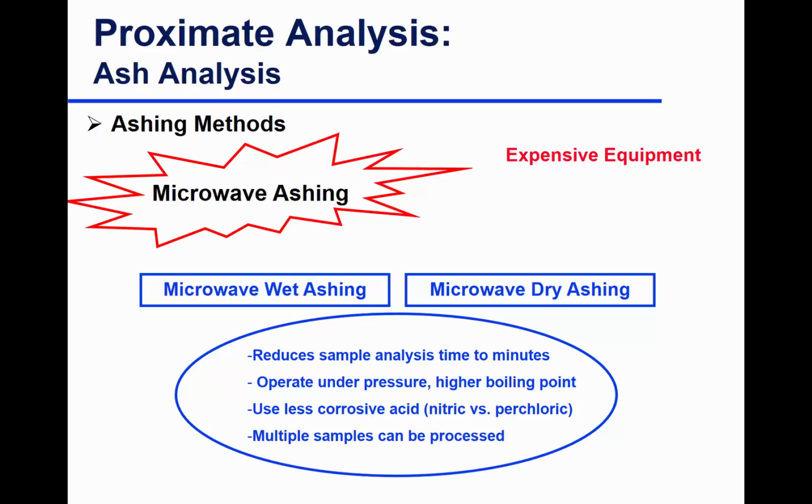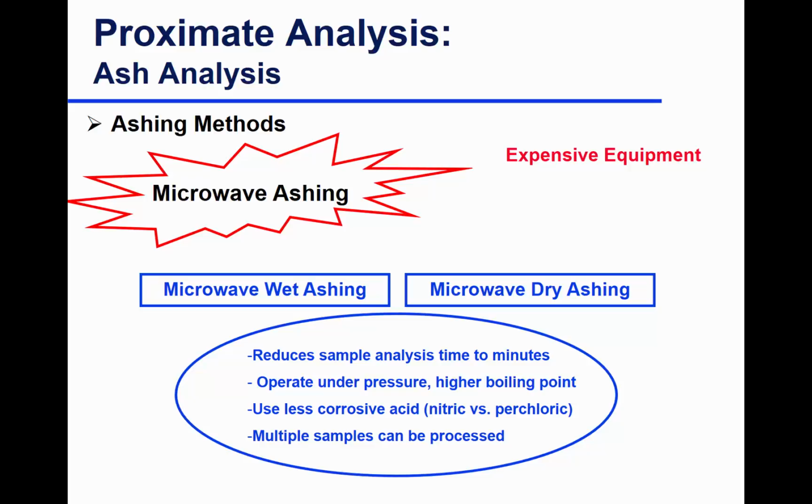Microwave ashing is not yet an official method of analysis, but there have been reports comparing results of microwave ashing to regular dry ashing, and results are comparable. So it still gives you pretty good results. However, it's expensive equipment, but once you have it in your lab, you can use it. And you can do microwave wet ashing or microwave dry ashing. They're two different instruments, not the same instrument for the two applications.